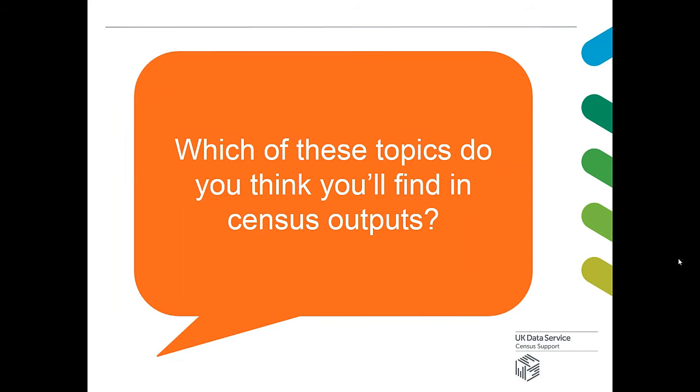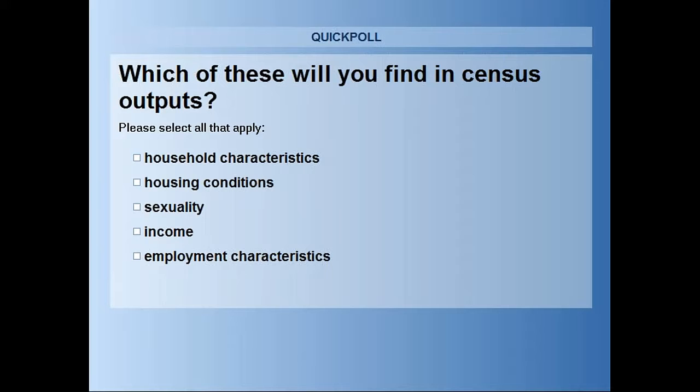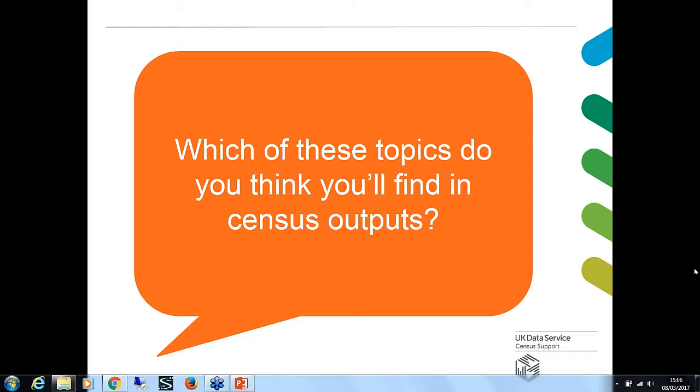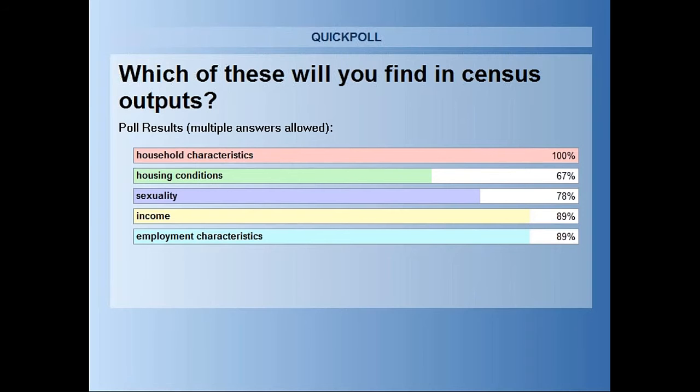So I have another question for you. Which of these will you find in the census outputs? Household characteristics, housing conditions, sexuality, information about income, information about employment characteristics. You can choose as many of those as you would like. Okay, that's most of you who voted, so I'll close the poll and share the results.